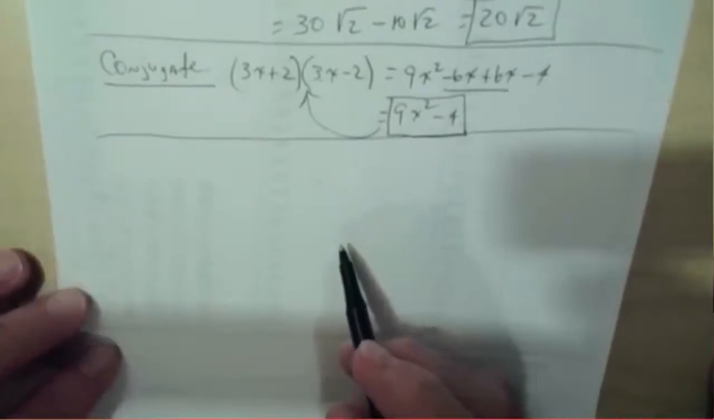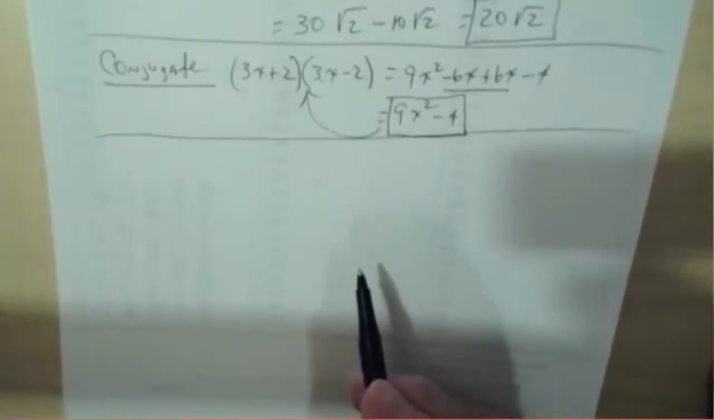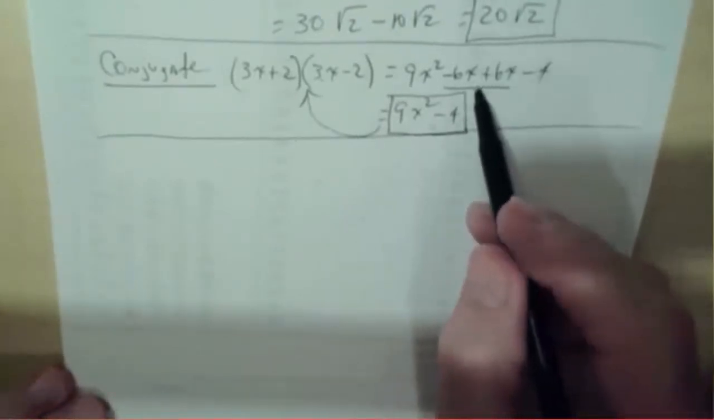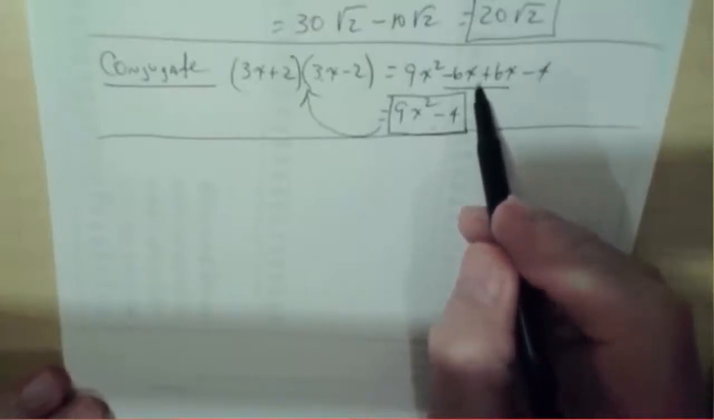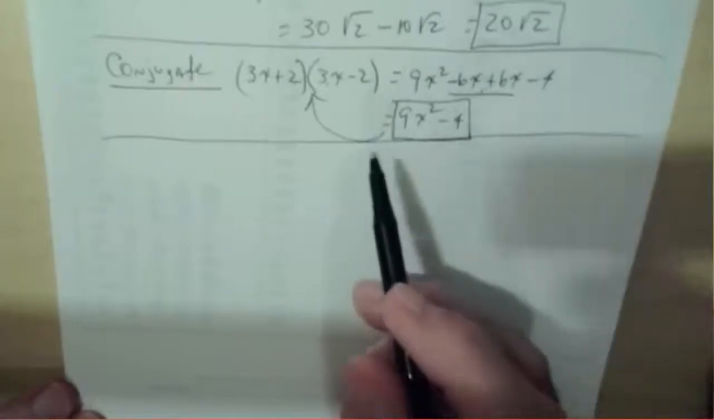Now we're going to use this because we want to eliminate this middle term here, the linear term. We're going to want to eliminate that. And the way we do that is with a conjugate.